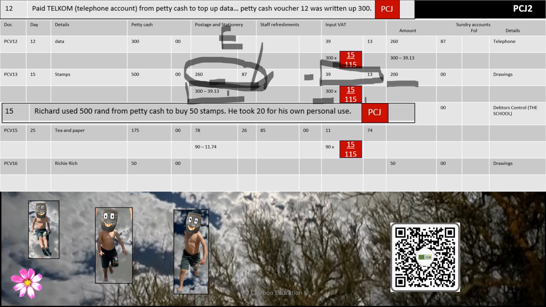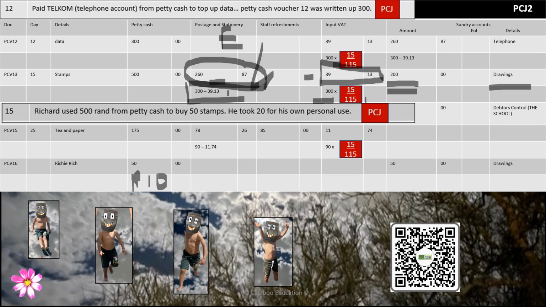Then there was 20 stamps that the owner took for his own use, and each stamp, remember, cost 10 Rand. 20 stamps times by 10 is 200, and that there the owner took for personal use, so you can't claim input VAT. Therefore that is drawings, personal use drawings. So there we go. Quite a challenging one in the beginning.